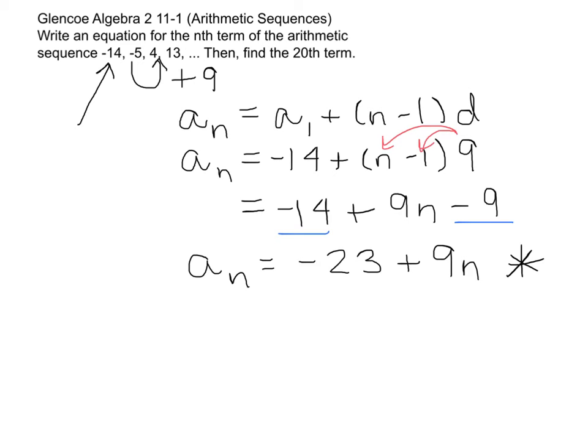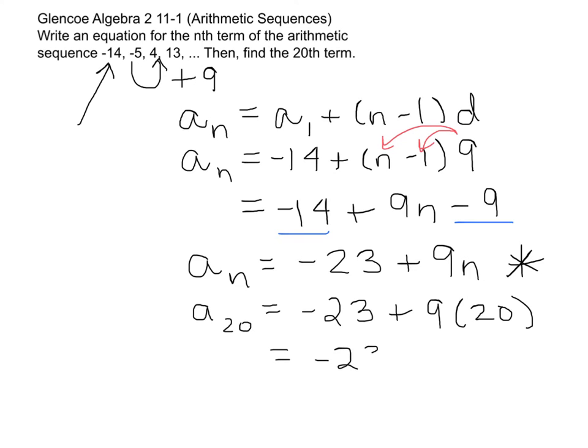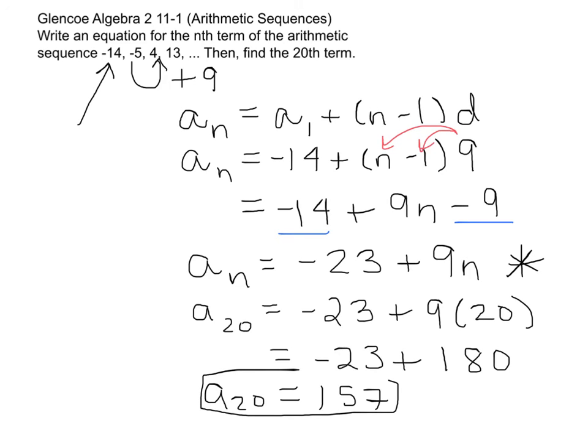But now my teacher, or the textbook, has asked me to find a specific term. In this case, it's asked me to find the 20th term, so that's what I'm going to plug in for my value for n. Now I'm just doing some math here: negative 23, and 9 times 20 is 180. So what I'm really asked to figure out is what 180 minus 23 is, which is equal to 157. So I can make my statement for my general solution: the 20th term is 157.